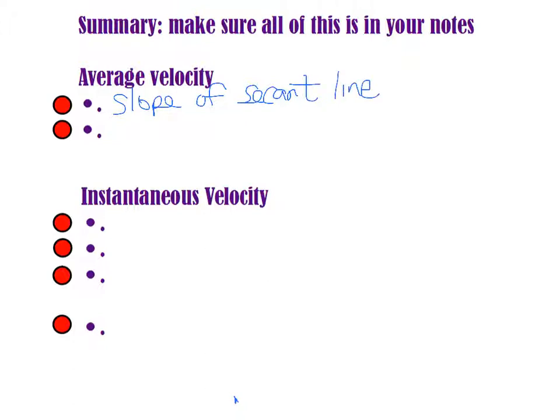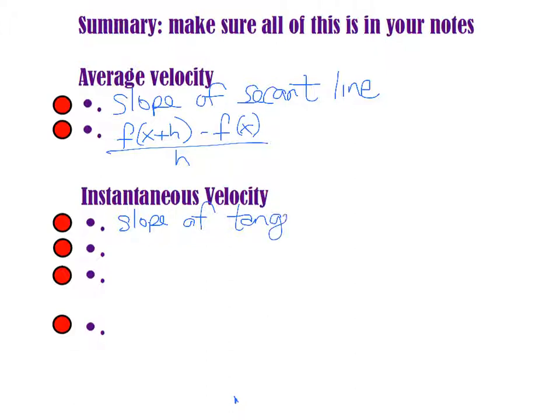And it is going to be, the formula is f of x plus h minus f of x all over h. Now, instantaneous velocity is actually the slope of the tangent line. And that's why we call it the tangent line problem. That's what this whole lesson is about. It's the slope of the tangent line. And that's such an important value.